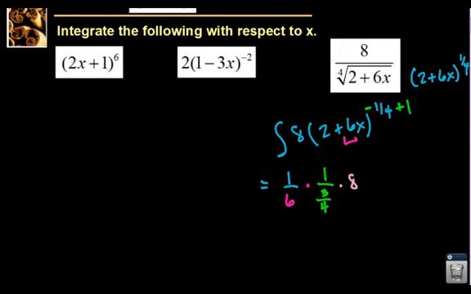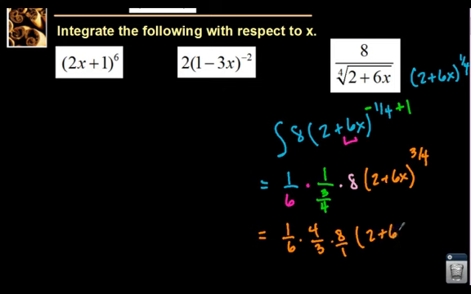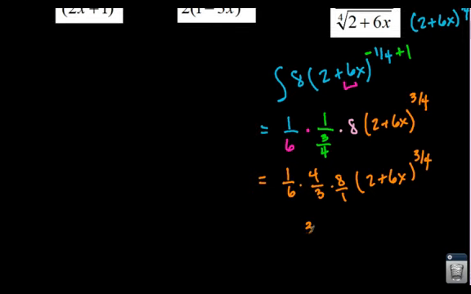Alright, times 8. And then I'm going to multiply by my binomial, which is 2 plus 6x, raised to my new power of 3/4. Okay, so if I wanted to rewrite this and simplify it, it would be 1/6. 1 divided by 3/4 is 4/3, times 8, which is really 8 over 1, times 2 plus 6x to the 3/4 power. And now let's just simplify. So I end up with 32 divided by 18.